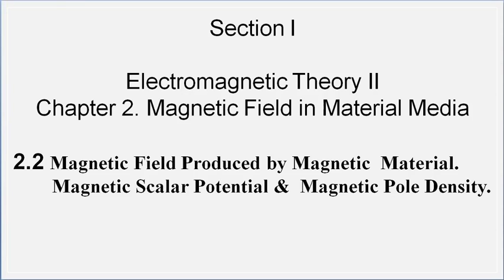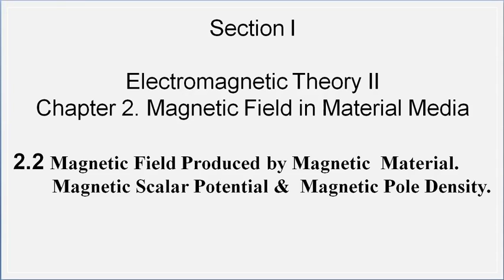On Monday, I started with the second chapter. It is about the magnetic field in materials. Now, this is in contrast with chapter 1, which is the magnetic field produced by the current carrying wire. So now, in this chapter, we study the magnetic field produced in the materials.